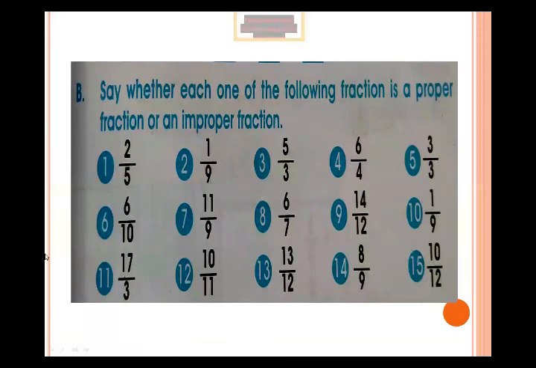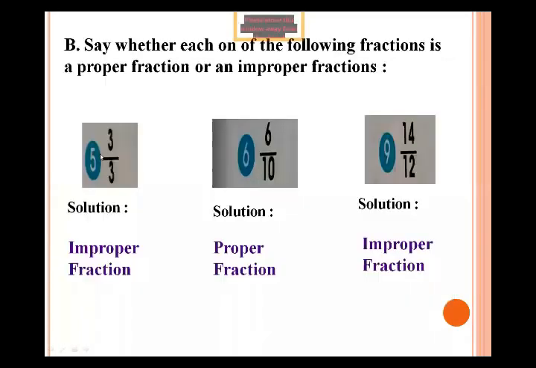Exercise B. Say whether each of the following fractions is a proper fraction or an improper fraction. Numerator and denominator are the same, that's why we call it an improper fraction. 6 upon 10, numerator is smaller, proper fraction. 4 upon 12, numerator is greater, improper fraction.